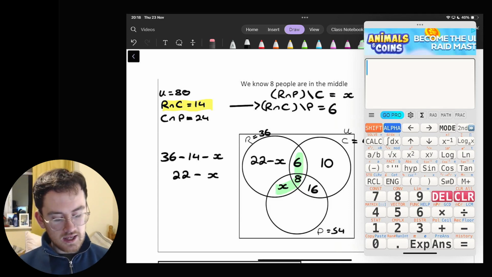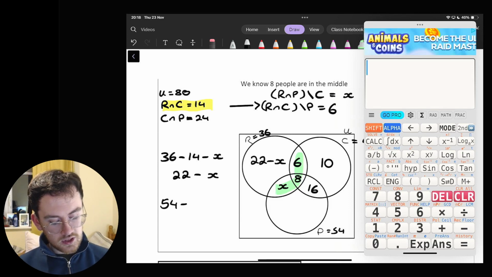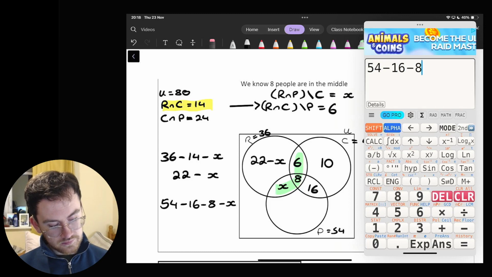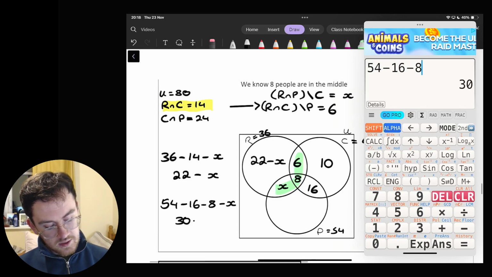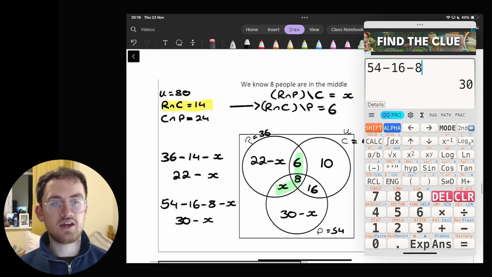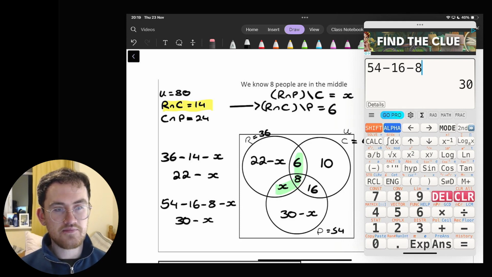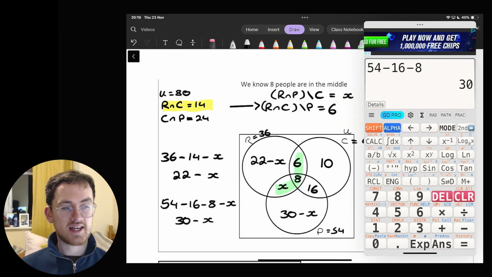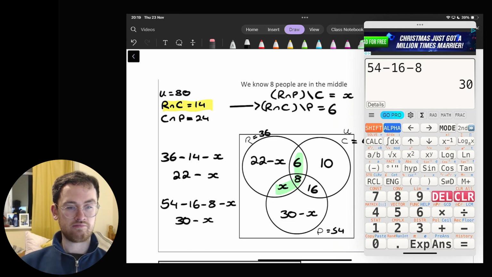In pop only, again, same idea, 54, but I'm going to take away the 16, take away the 8, and take away the x, and see what that leaves me with. And I get 30 minus x. So my 30 minus x going here as well. 30 people liking music, or 30 minus x, sorry, liking pop music only.